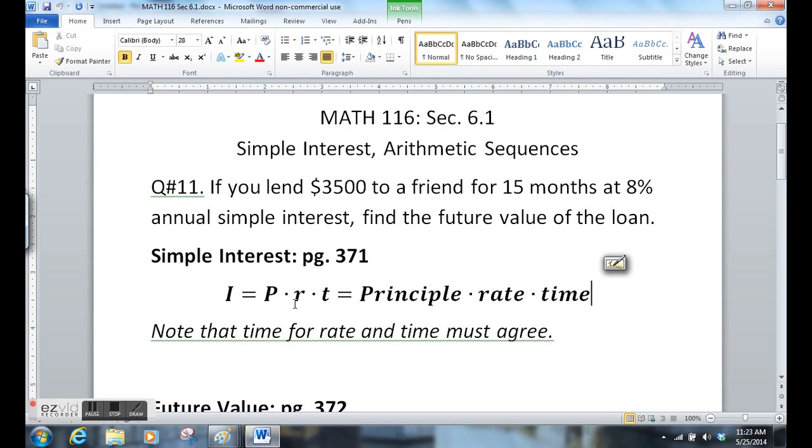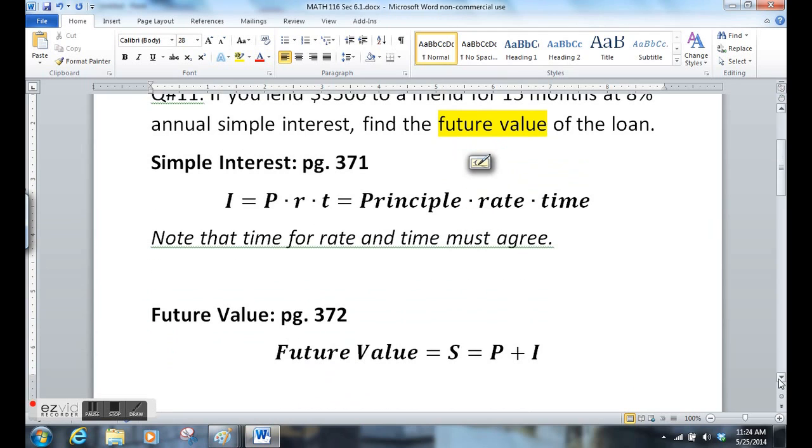But you'll notice it says find the future value of the loan. This word right here, future value. Future value is down here. New formula. Future value is equal to S.